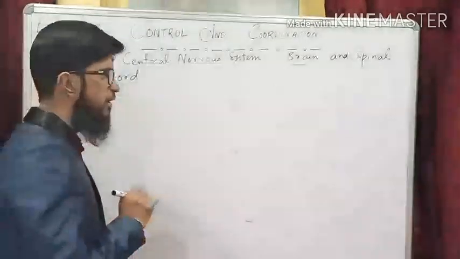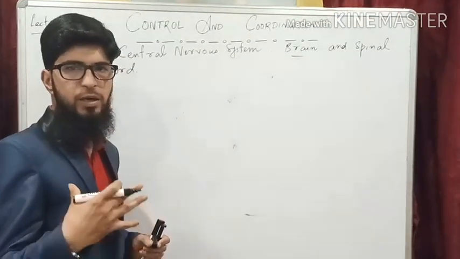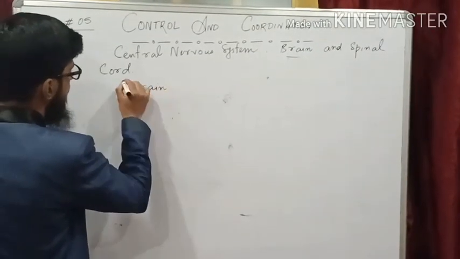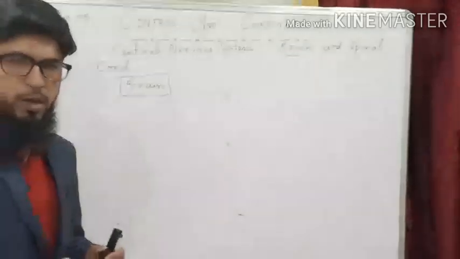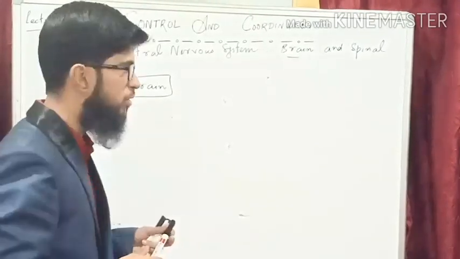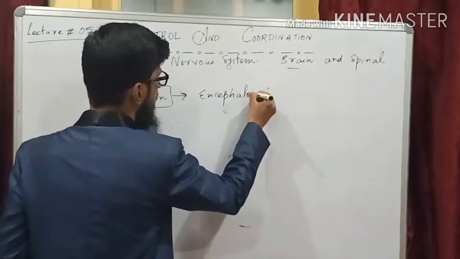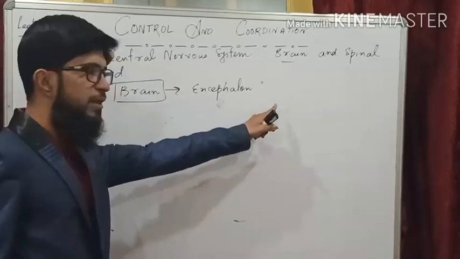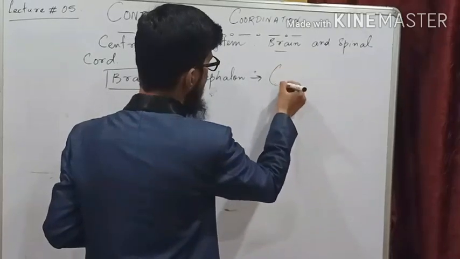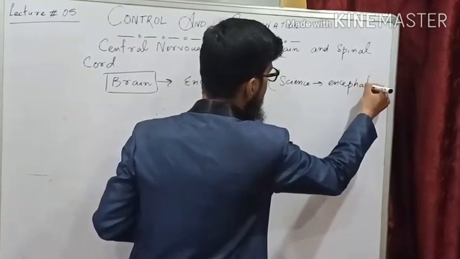So let's talk about the brain in detail in today's lecture. It will take two or three lectures to complete the brain in its structure and functions. Brain, in a typical biological terminology, is also called encephalon. Therefore, the science that deals with the study of the brain is called encephalology.